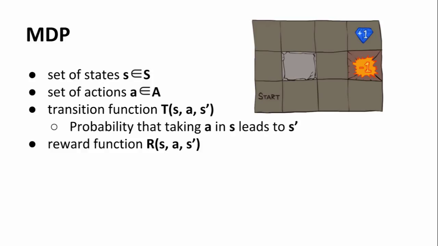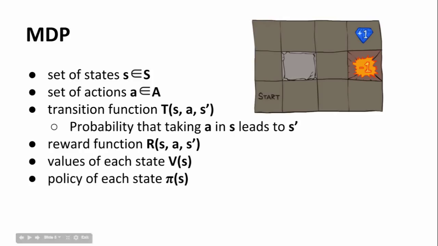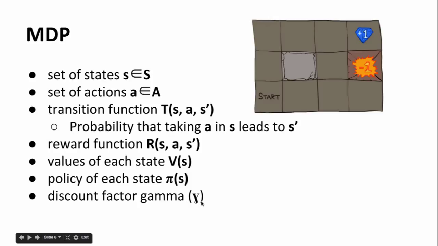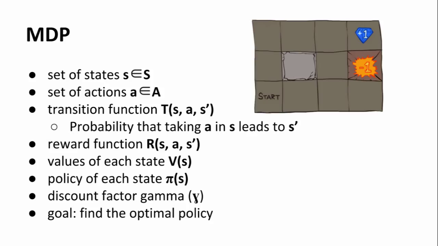Other than that, there's going to be a reward function for taking some action from a state and landing in a next state. There's going to be a value for each state, V of S, and then there's going to be a policy for each state, pi of S. So this policy is going to encode what action we want to take from state S. And then finally, there's a discount factor gamma, which is going to encode how much we care about future rewards. And we'll talk more about those later. Now, the goal for any MDP is going to be to find the optimal policy. And so the algorithms that we're going to show you are going to try to come up with the policy that will maximize the expected value of each state.